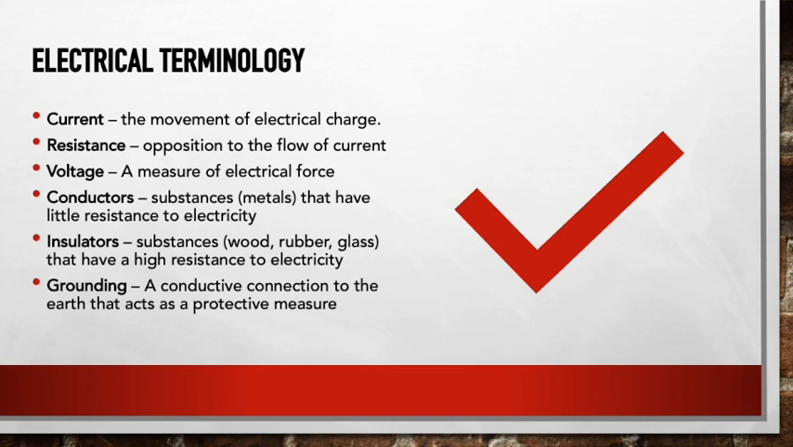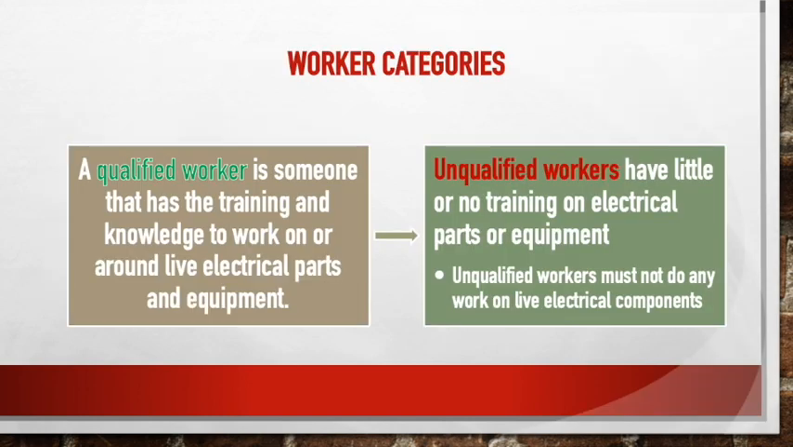Conductors are substances that have little resistance to electricity, such as copper. Insulators are wood, rubber, or glass that insulate the electricity from coming out of the conductor. And grounding is a protective measure that transfers rogue electricity into the ground rather than sparking at the receptacle or at the tool.